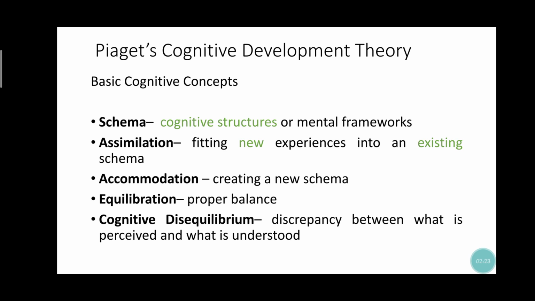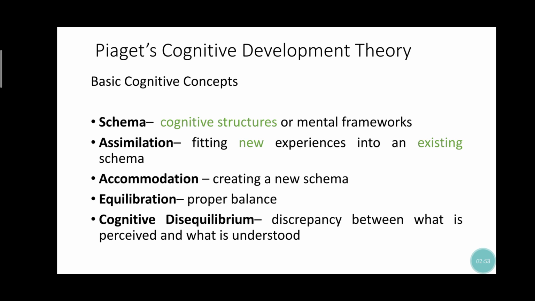Next, we have assimilation. Assimilation is the fitting of new experiences into an existing schema. It occurs when we modify or change new information to fit into our schema, what we already know. It keeps the new information or experiences and adds to what already exists in our mind. That is assimilation, the fitting of new experiences into an existing schema.